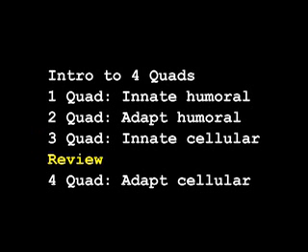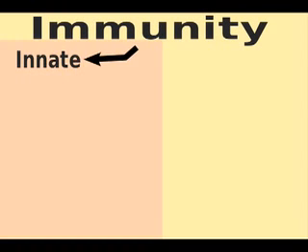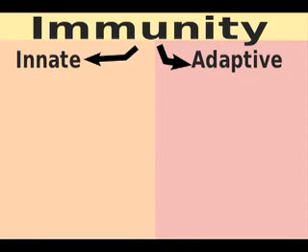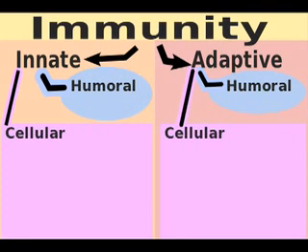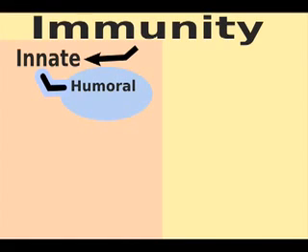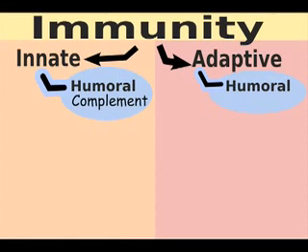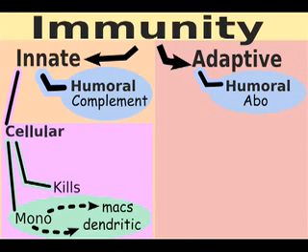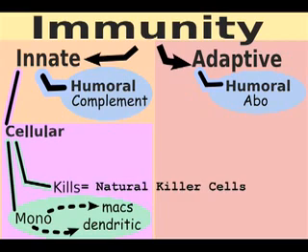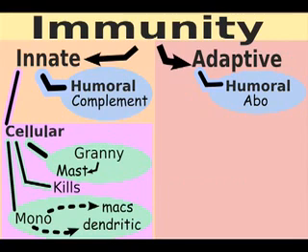Quick review before the last quadrant. Immunity is innate or adaptive. Innate and adaptive are divided into humoral or cellular. We know that innate humoral involves complement. Adaptive humoral involves antibodies. Innate cellular involves mono kills granny. Monocytes grow up to be macrophages or dendritic cells. Kill refers to natural killer cells, and granny refers to either mast or phil cells.